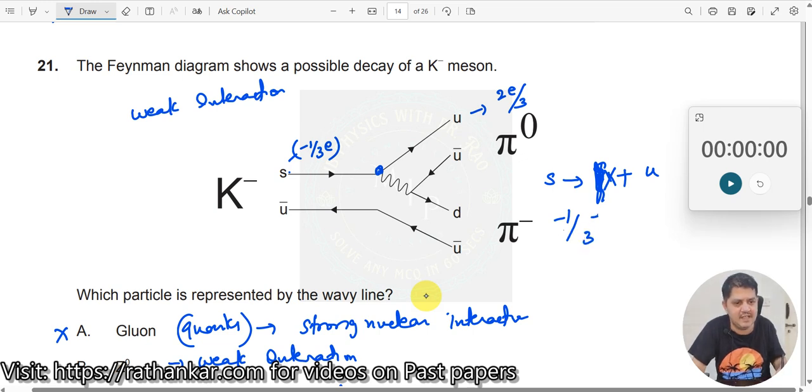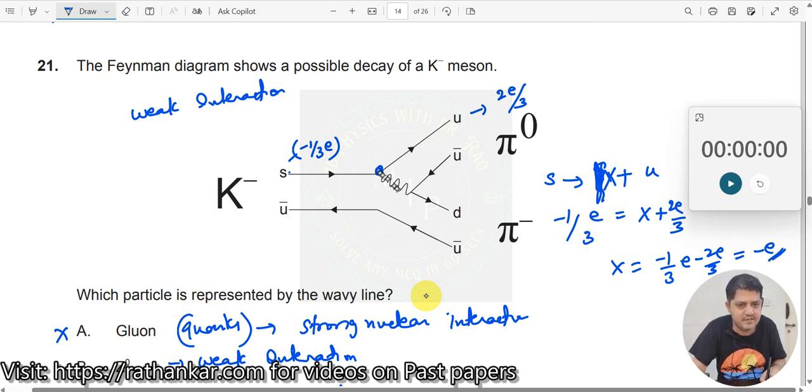Minus 1 by 3e should now be equal to X, I do not know what the charge is, plus what is U here, 2e divided by 3. So X should be equal to minus 1 by 3e minus 2e by 3, which is minus 3e by 3, which is minus e. Which means the charge that is interacting here is an electron charge, which is negative.